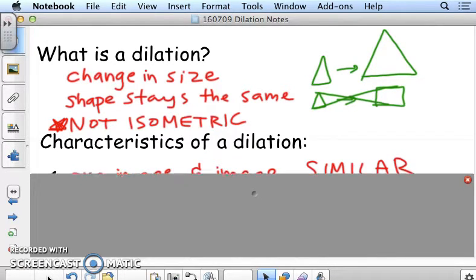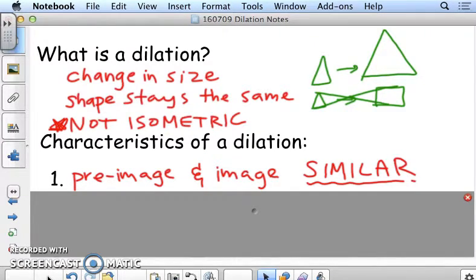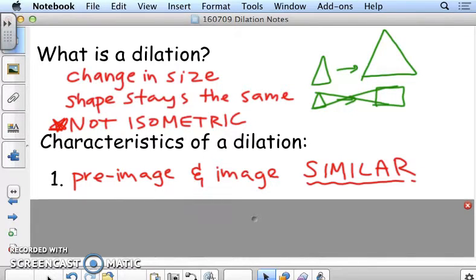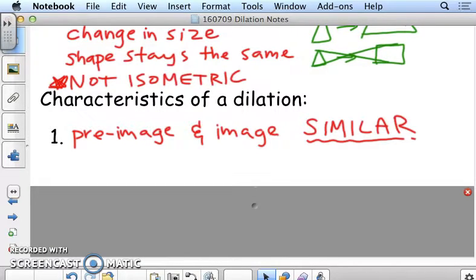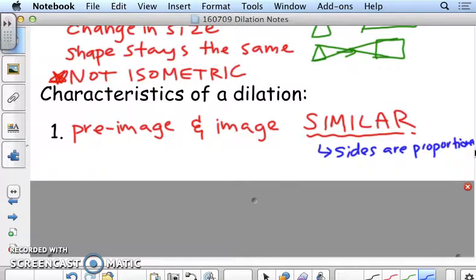So what are some general characteristics? The pre-image and the image are similar. I'm not sure if you're familiar with this vocabulary, but you will become familiar with it as we move on in geometry. But similar means that the sides are proportional. So when the sides are proportional, that means they're growing at the same amount. Again, similar also means they still have the same shape. And it also means that the angles inside that shape are going to be congruent.